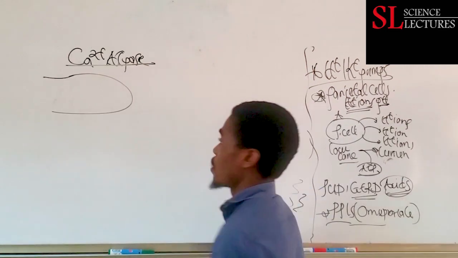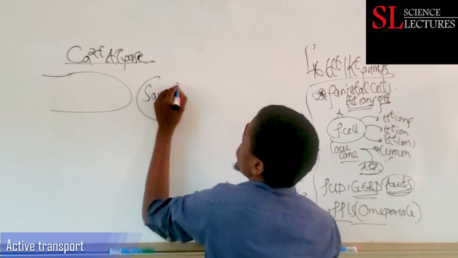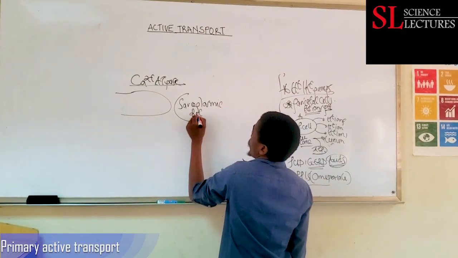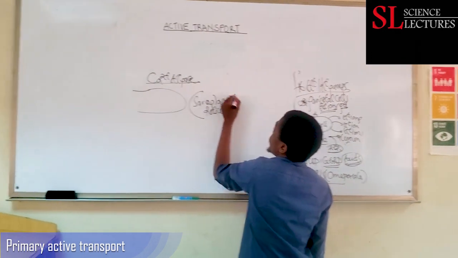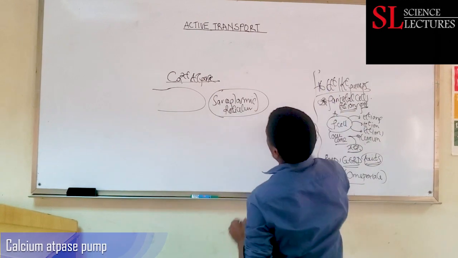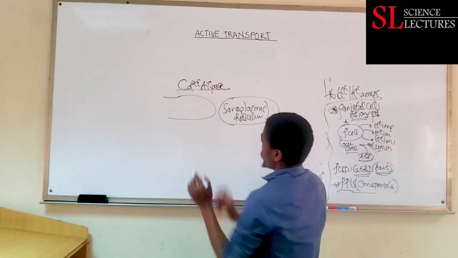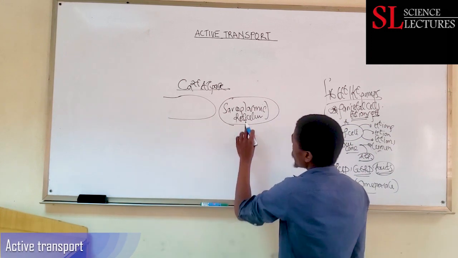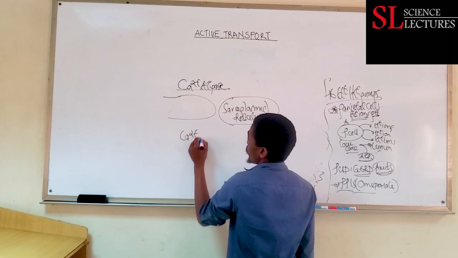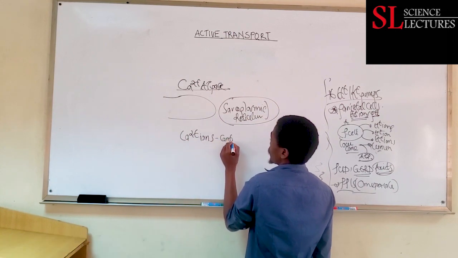High quantities of calcium ions are found in the sarcoplasmic reticulum. So this is our sarcoplasmic reticulum. Then this is our muscle cell. Let's just assume it's a muscle cell. Then we have a sarcoplasmic reticulum. We very well know that calcium ions are required for muscle contraction.